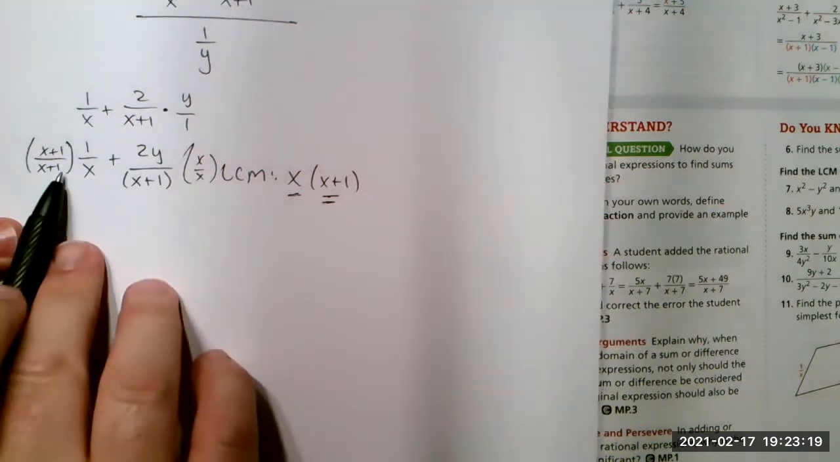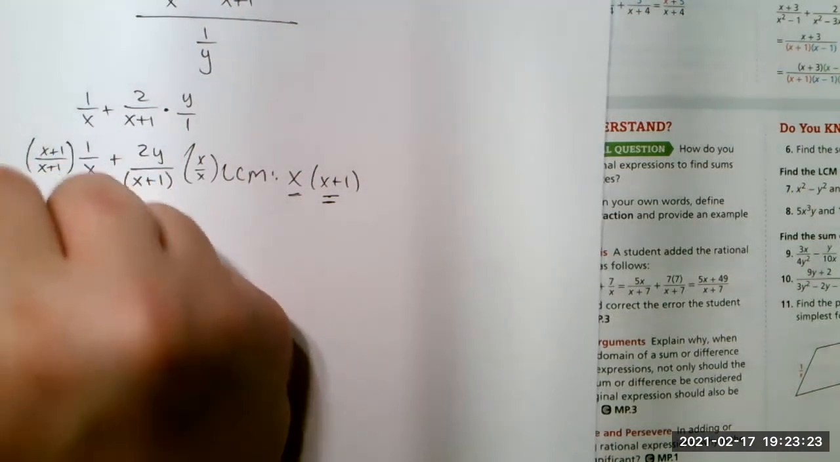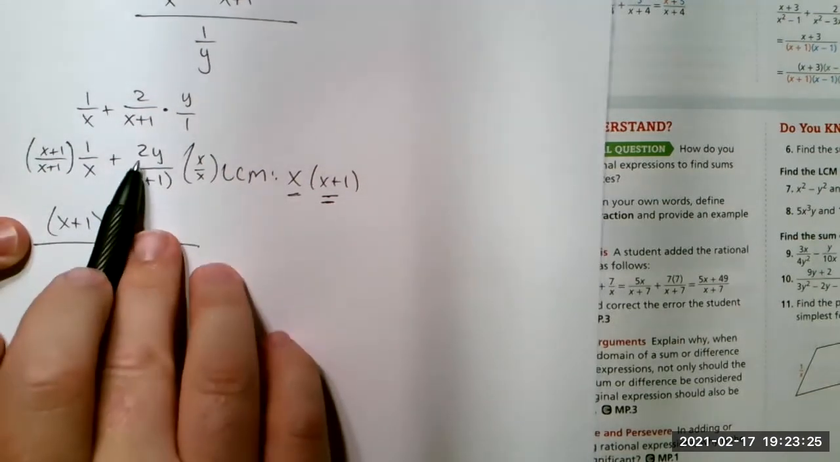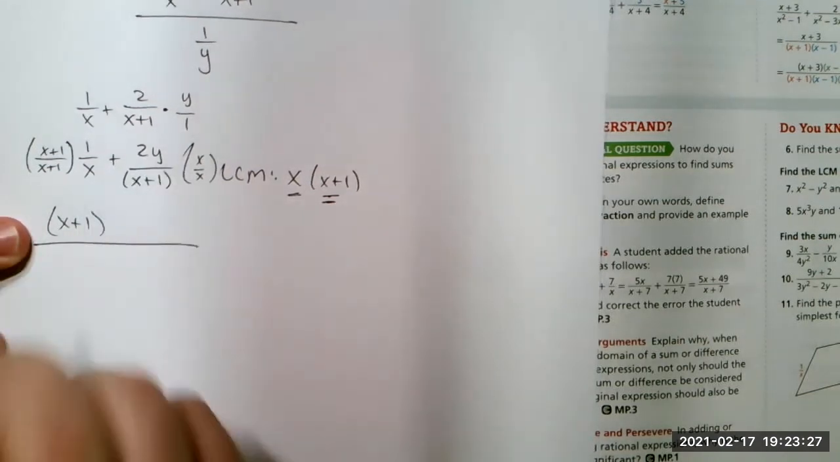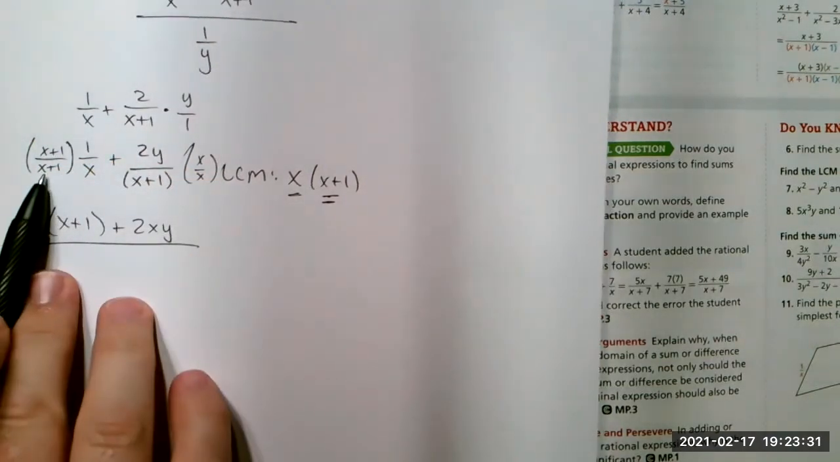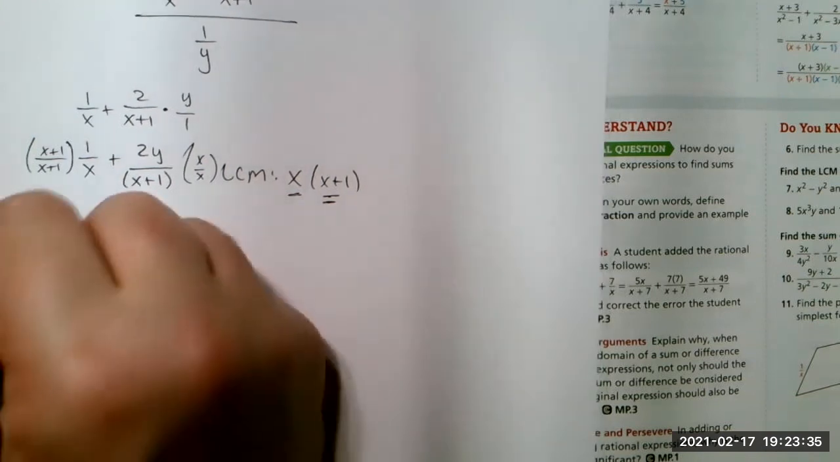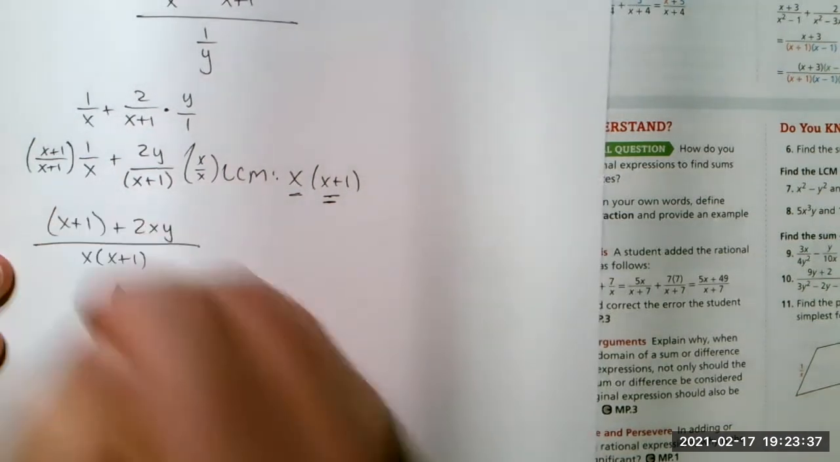And here we go. X plus 1 times 1 is just x plus 1. 2y times x is just 2xy. And then my denominators, x times x plus 1, x times x plus 1.